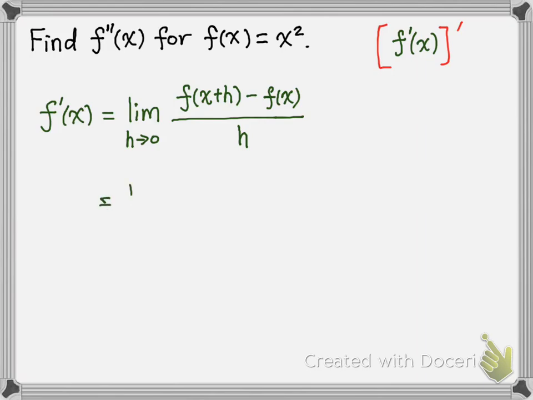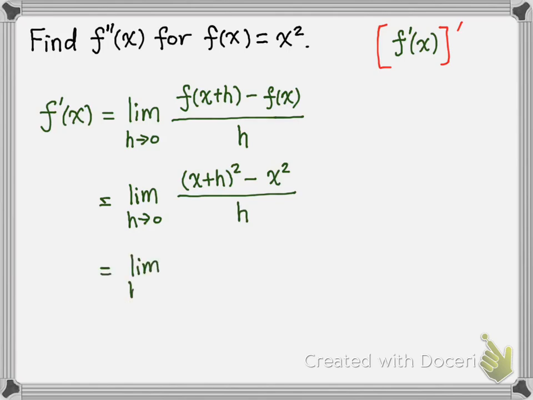So we just plug in the value: limit as h goes to 0, f of x plus h is x plus h squared. You subtract f of x, which is x squared, all over h. Now this is a matter of algebra. So on the top you have x squared minus x squared, you have 2xh left, and plus h squared, all over h.